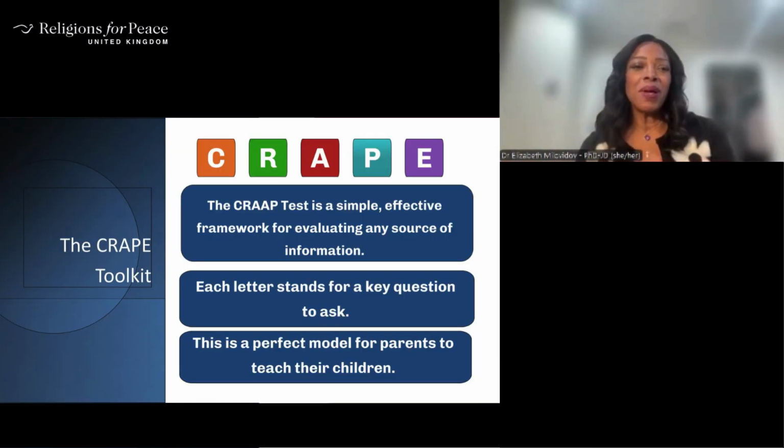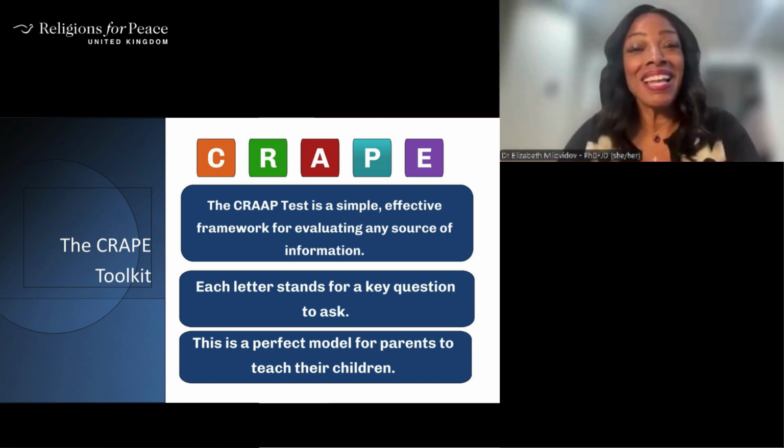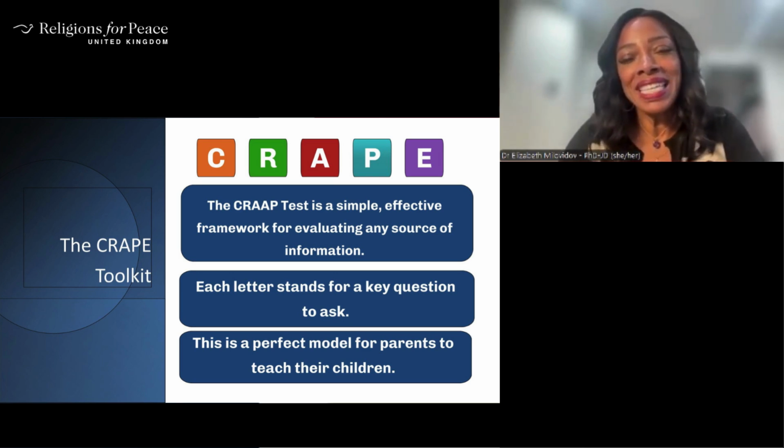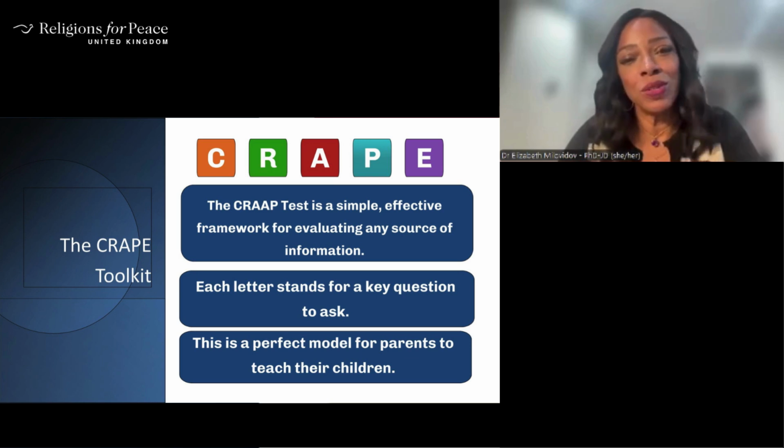This is a little test, and some people call it crap. I prefer to call it crepe. And it has two A's, but I'm going to call it crepe and I'll explain why. But this is just sort of an easy method. It's just a simple way for you to evaluate any source of information, right?